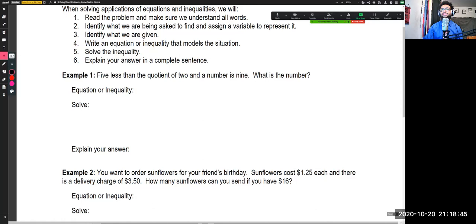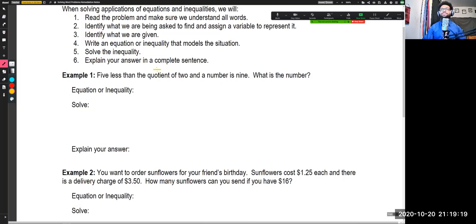So our first example says 5 less than the quotient of 2 and a number is 9. What is the number? We read the problem, quotient. We went through this one yesterday, and we define what each of these things are and how to write this. If you are confused on that, you can go take a look at that video. The only thing for this one that may be slightly confusing is this portion here, this quotient, which just means division.